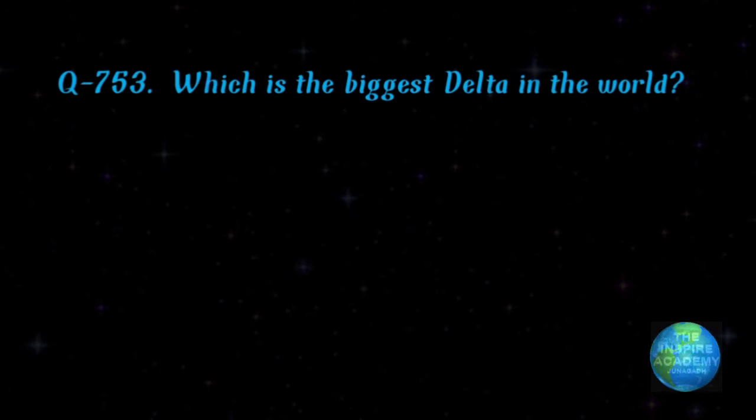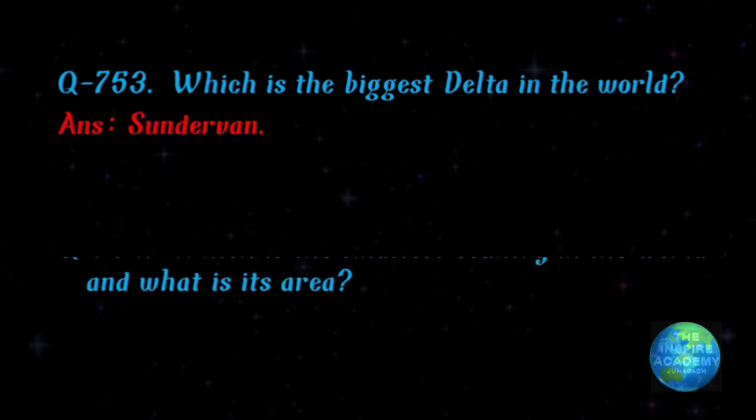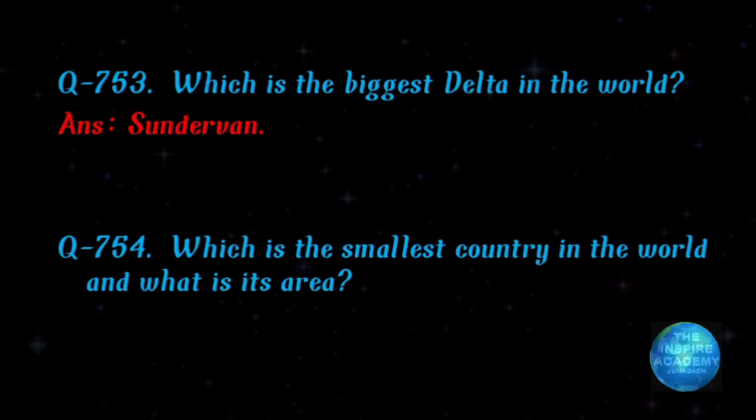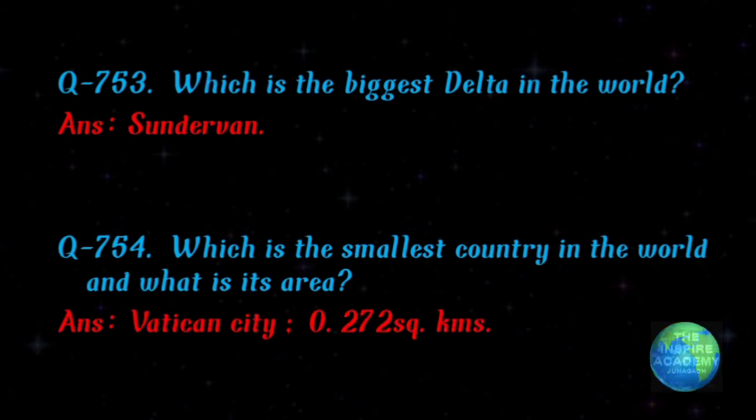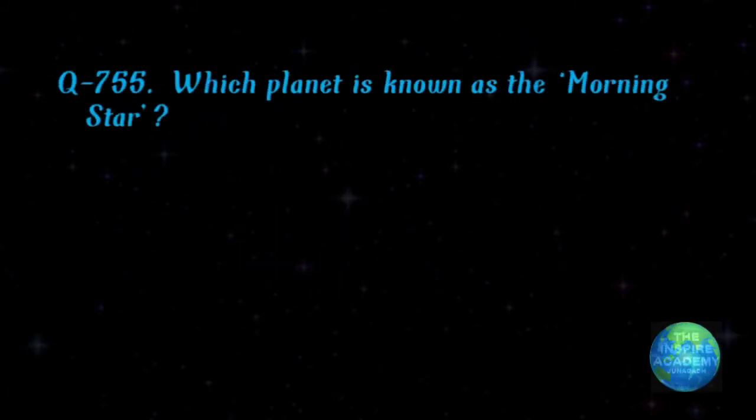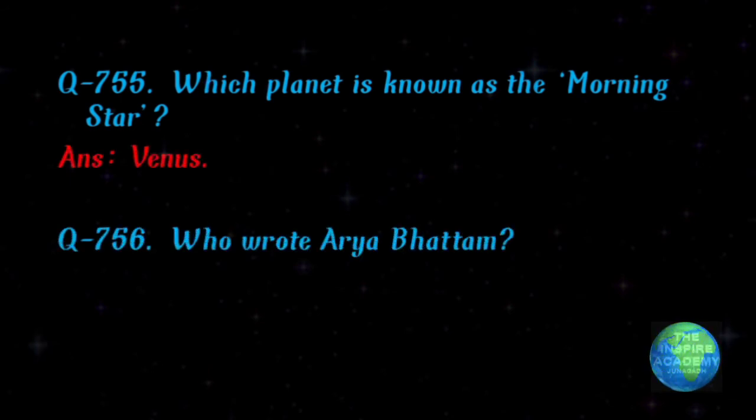Which is the biggest delta in the world? Sundarban Delta. Which is the smallest country in the world and what is its area? Vatican City. Area is about 0.272 square kilometers. Which planet is known as the morning star? Venus. Who wrote Aryabhatiya? Aryabhata.